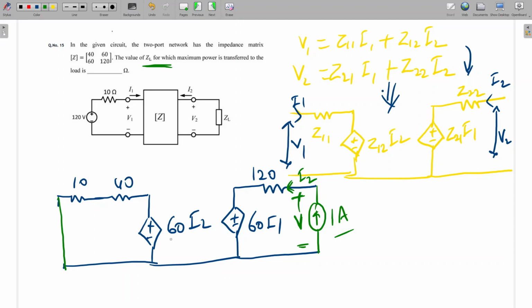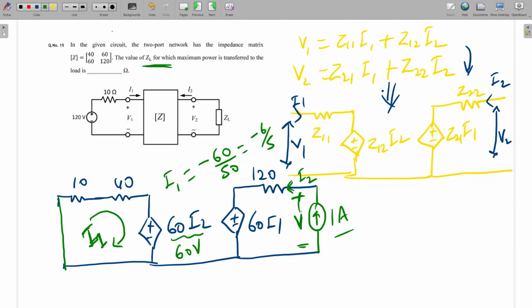1 ampere. So this will be 60 volt. Okay, and this is I1. Can anyone tell what will be the value of I1? I1 is equal to minus 60 by 50. So it will be minus 1.2 amps. Like I'm writing here, minus 6 by 5.